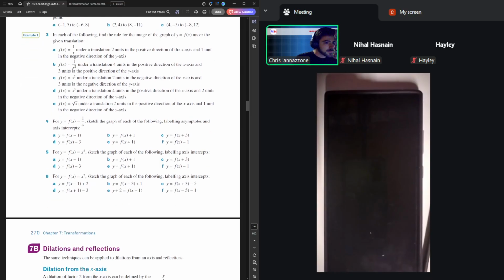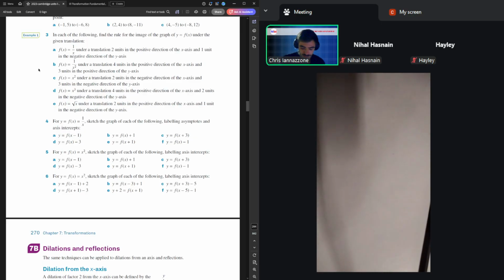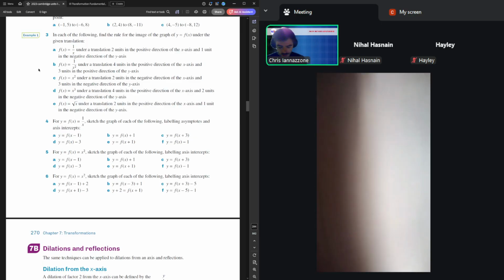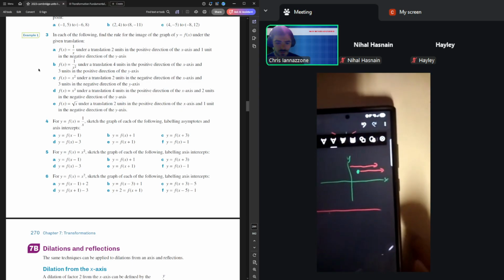Let's give these a shot then. Question 3. In each of the following, find the rule under the given translation. So we have the hyperbola. It's going to be translated 2 units in the positive x, 1 unit in the negative y. Now, some of these are going to be quite basic because we're not going to go straight into the full sequence. So if you do want to do shortcuts, feel free. There is a shortcut list in the screen grabs that I've given you. If you want to just use the little end results.